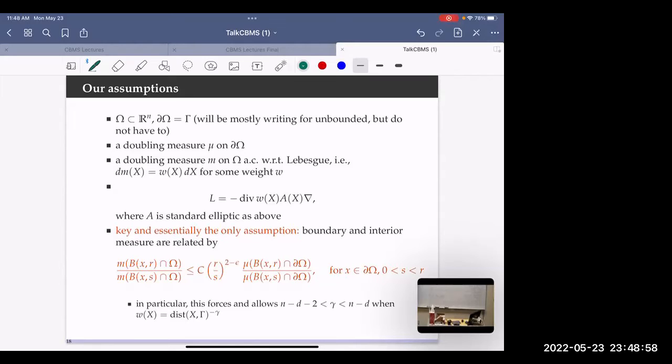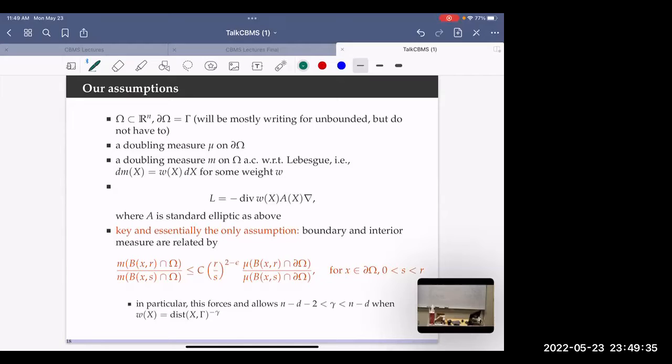Basically, it's a level of, you know, Evans or Gilbarg-Trudinger, depending on your favorite book on PDEs, the first book on PDEs that you have read. Something like the Cauchy maximum principle or Hölder continuity of solutions, things like this. It's quite amazing. The only thing you need is two doubling measures, one inside, one on the boundary, related by this relationship. This is all you need, literally nothing else.